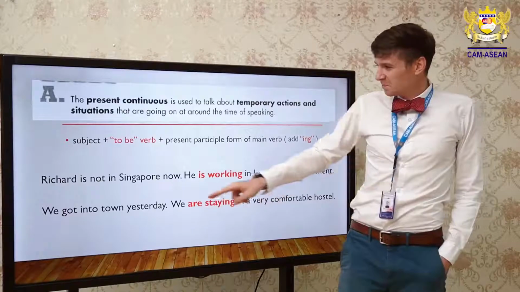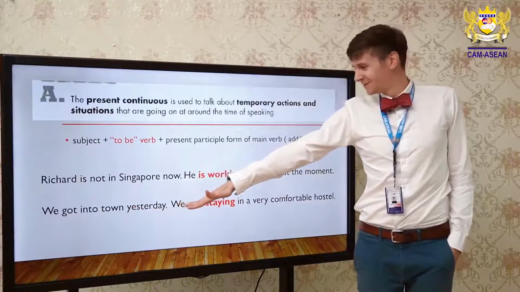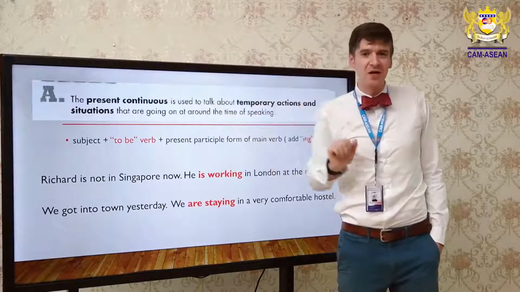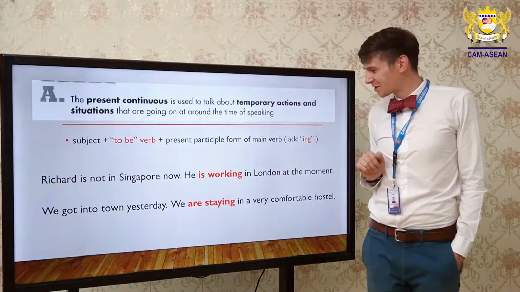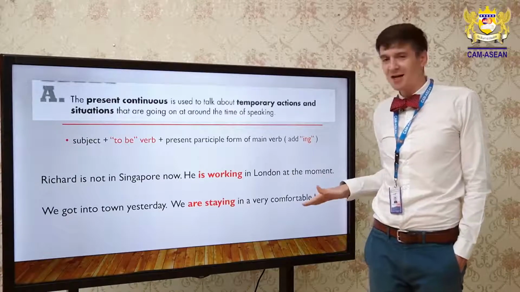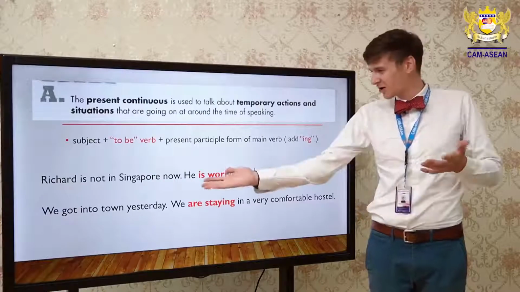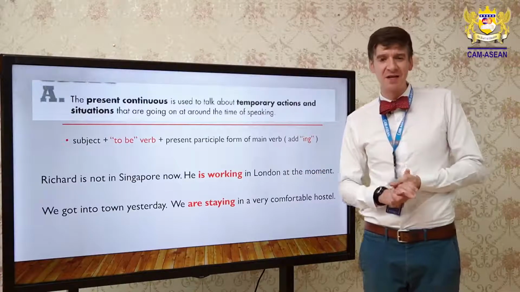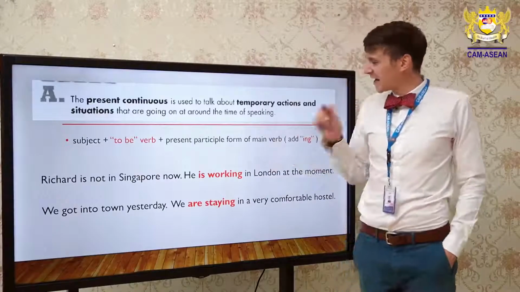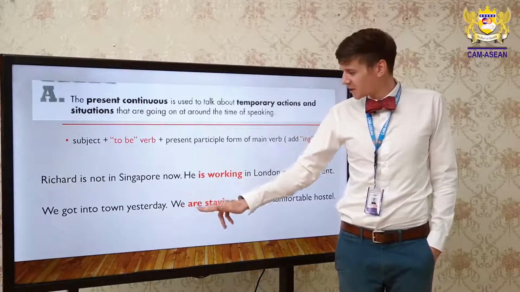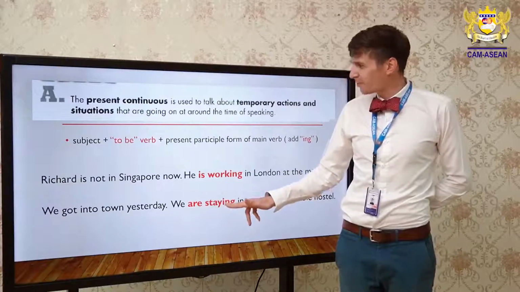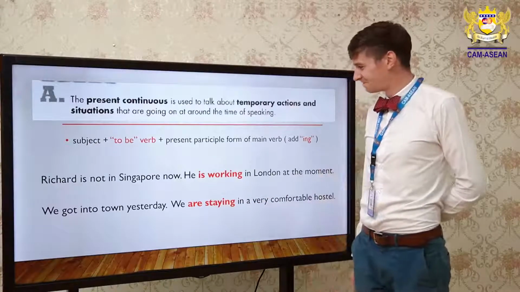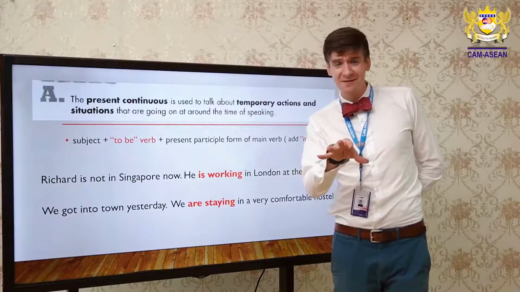Let's do it again here. We got into town yesterday. We are staying in a very comfortable hostel. It's a temporary situation. They're staying in a hostel temporarily. Sounds like they're traveling. Got into town yesterday. They didn't move into a comfortable hostel. They're just staying there temporarily. So that's what it looks like. Here's our subject, we. Here's our to be verb, are. And here's our present participle of stay, which is staying. I think we're getting it. I think you're getting it. Awesome.